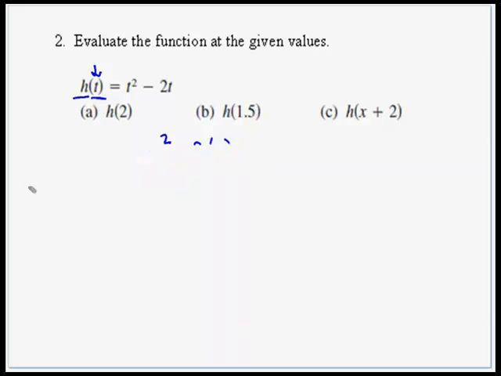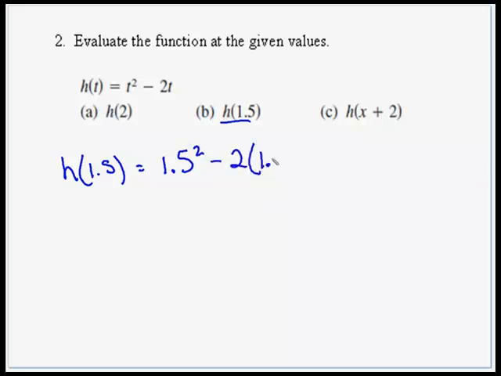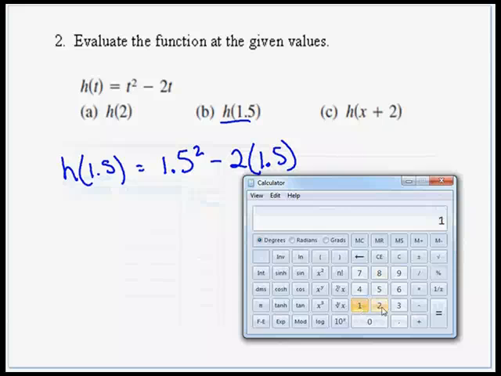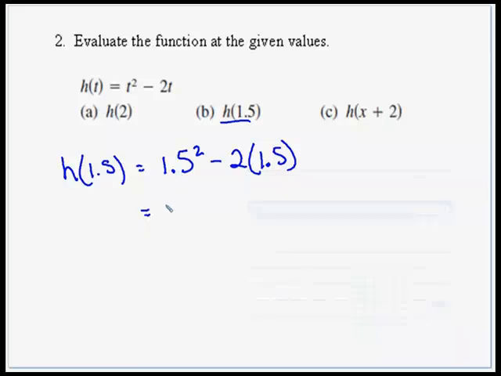Alright, letter B, we're plugging in a decimal this time. So h of 1.5. H of 1.5 is going to be 1.5 squared minus 2 times 1.5. Let me just make sure with the calculator. I think that 1.5 squared is 2.25. Let's see. 1.5, and we're going to square it. Yeah, 2.25. So 1.5 squared is 2.25, and we're going to subtract 2 times 1.5, that's 3. If you got $2.25 and you give away $3, which you really can't do, you're left with negative 75 cents. Negative 0.75.